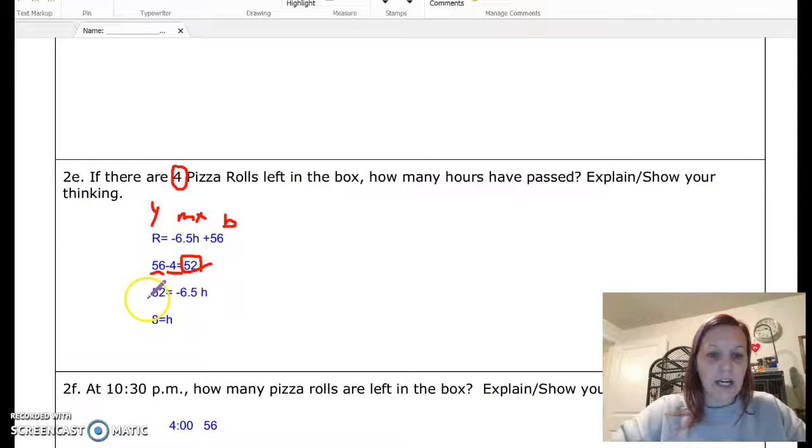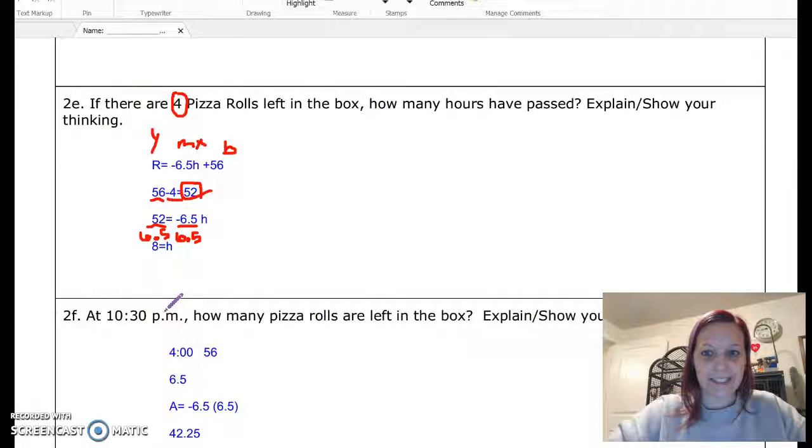Okay, so over a time of negative 6.5 per hour, we'll find out how many hours it was by dividing the amount that was eaten by that 6.5. And when you do that, both sides, you get 8 hours of pizza roll frenzy. Okay.